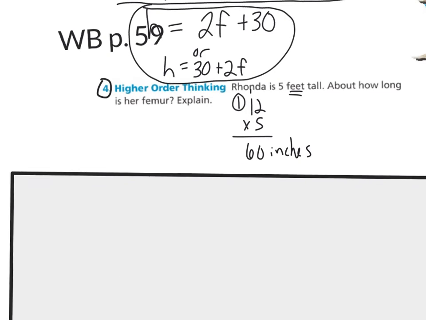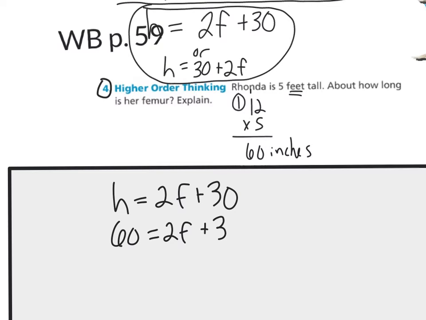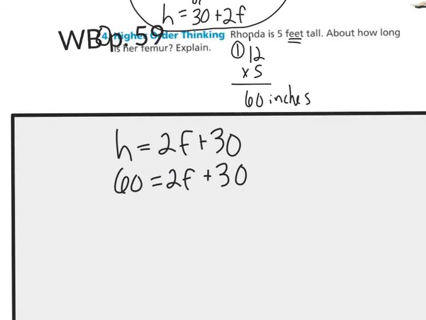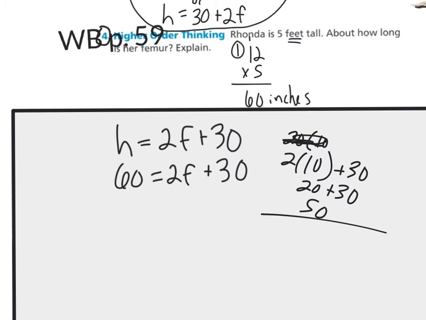how long the femur would be. So if the height is 2 times the femur plus 30, so if her height's 60, we want to figure out what F is equal to. One way we could do this, we could just guess numbers to see what works. Just keep guessing, like, well, what if it was 10? So you could say, well, whoops, 2 times 10 is 20 plus 30 is 50. That'd be 50. We want 60, so that's not enough.